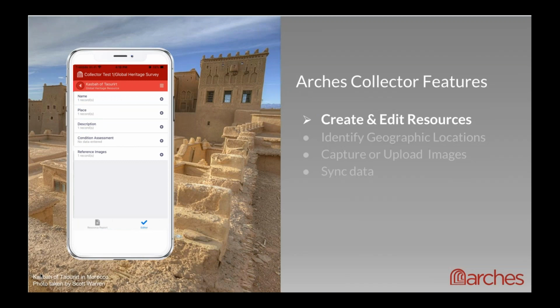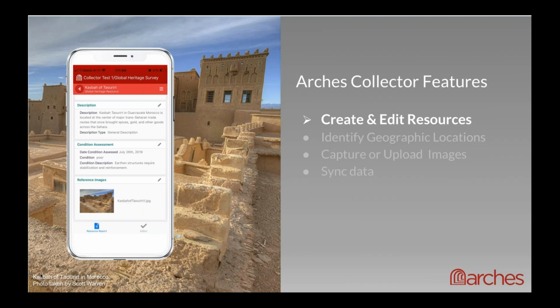So here we are in editor mode, and we have an example of a heritage resource created in the app. This resource is the Casbah of Tawri in Morocco, and the fields you see here are based on a data model we created for this Arches instance. These fields, including resource name, place, description, condition assessment, and reference images, depict the type of data to be collected for this specific project.